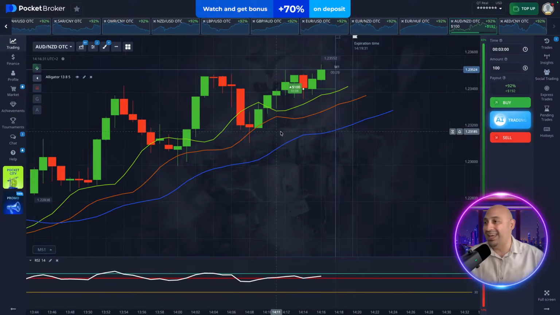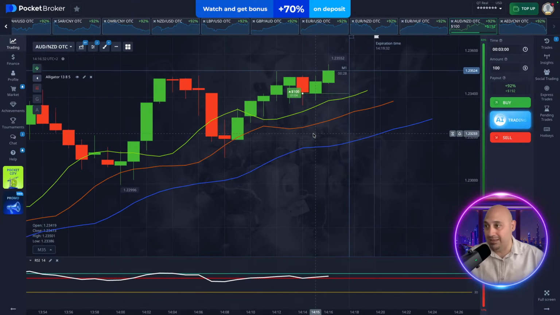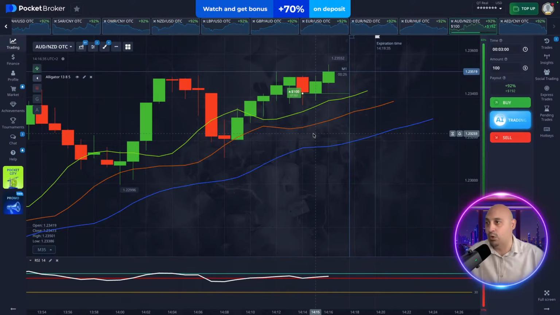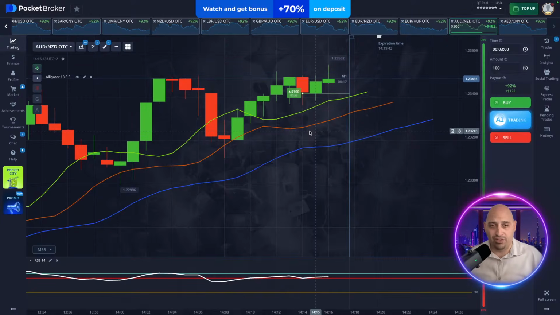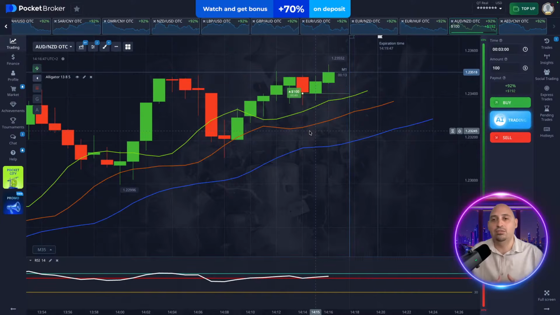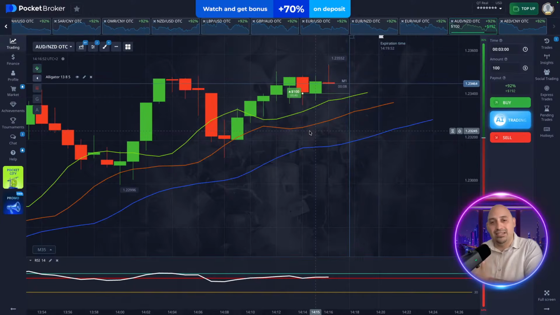Things are going exactly as I expected them to go, just like a textbook. Now, don't get me wrong. This is not a 100% working strategy, guys. You need to understand that there is no 100% perfect strategy. The whole point is to be able to make more successful trades than unsuccessful trades.